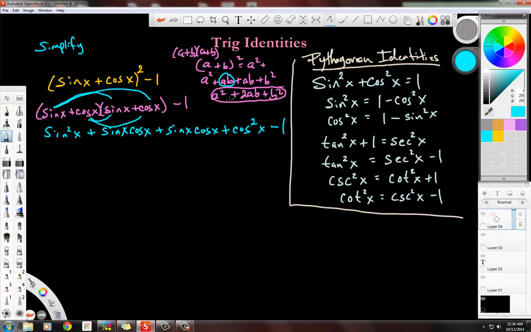Now let's combine this into this form right here. So this is going to be sine squared x plus 2 sine x cosine x plus cosine squared x minus 1. All right. Now, at first glance, you probably thought, wow, we're making this harder now. It's actually bigger than what it was when we first started.